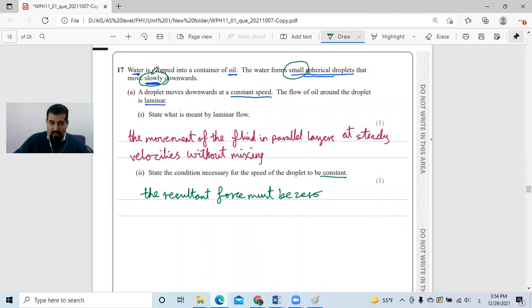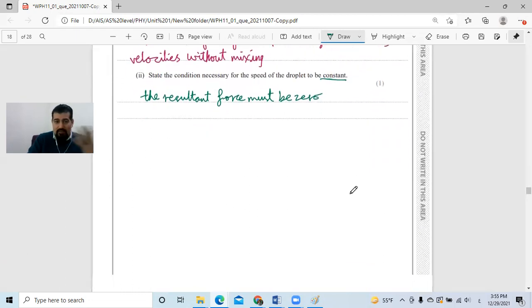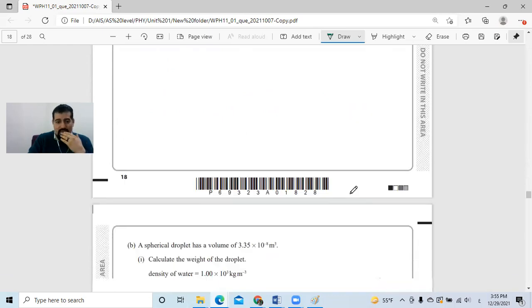They are okay. The resultant force must be 0 and the sphere must move slowly and must be a small spherical shape for Stokes' law to be used for the drag force. That happens when the speed is constant, at terminal velocity, when there is no resultant force. So the condition here is no resultant force. In my opinion, that's the answer. I don't know if the mark scheme will accept your answers. We will see after a few weeks.